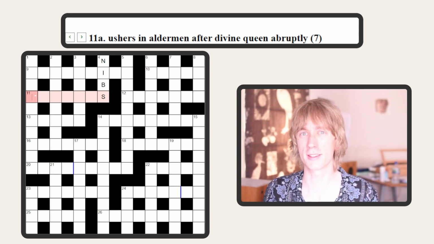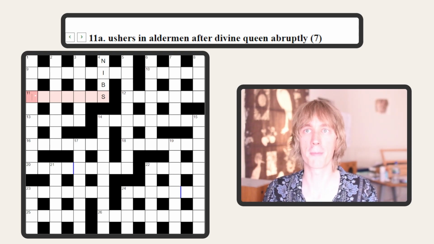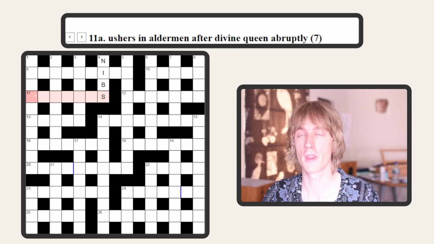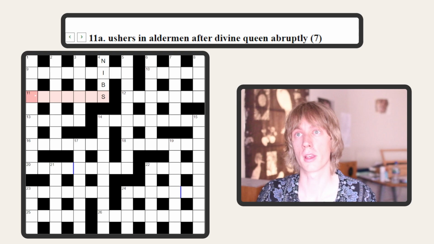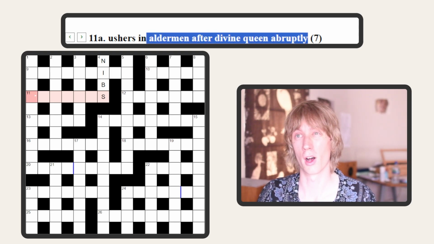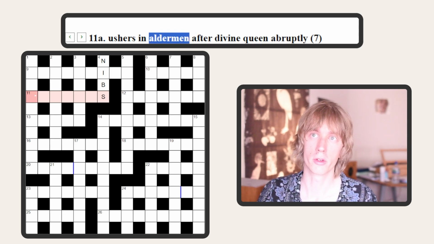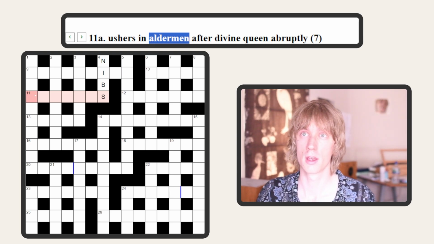So if it ends in an S, it might be a plural or a kind of verb that is currently happening. And that leads me to think that "ushers in" is our literal here. So if "ushers in" is our literal, let's have a look at "older men after divine queen abruptly" as our cryptic. Well, older men, I know, can be abbreviated to ALDS.